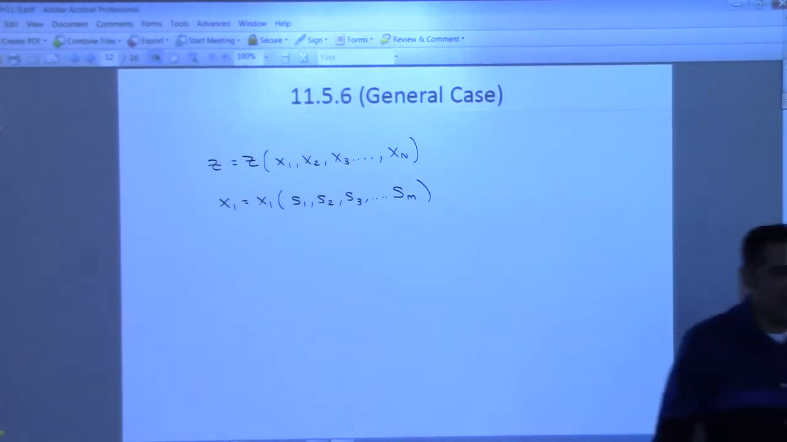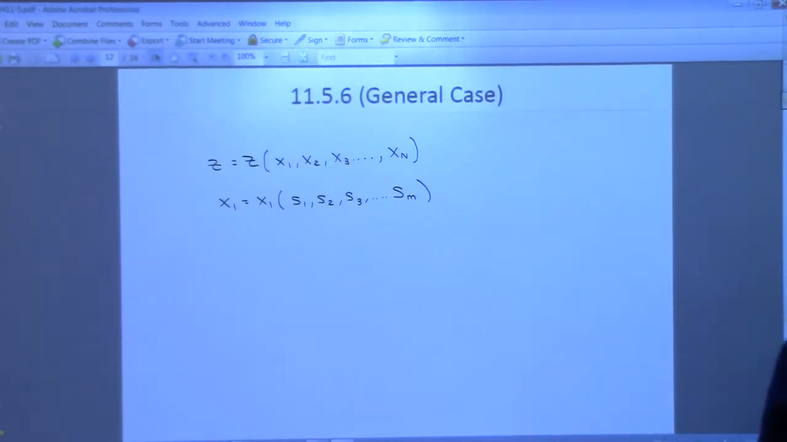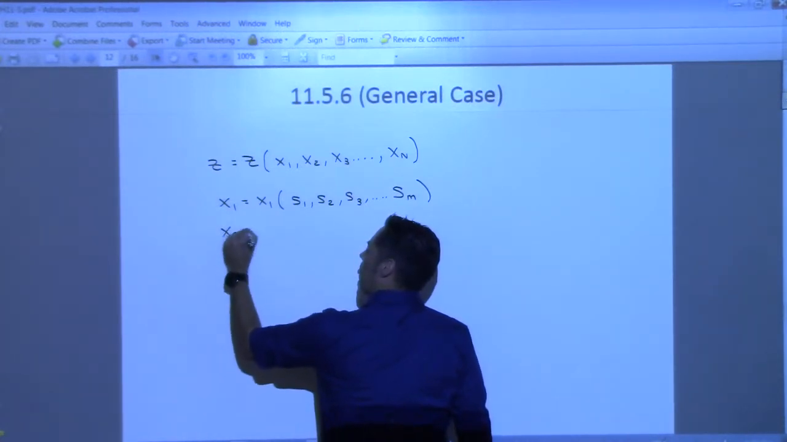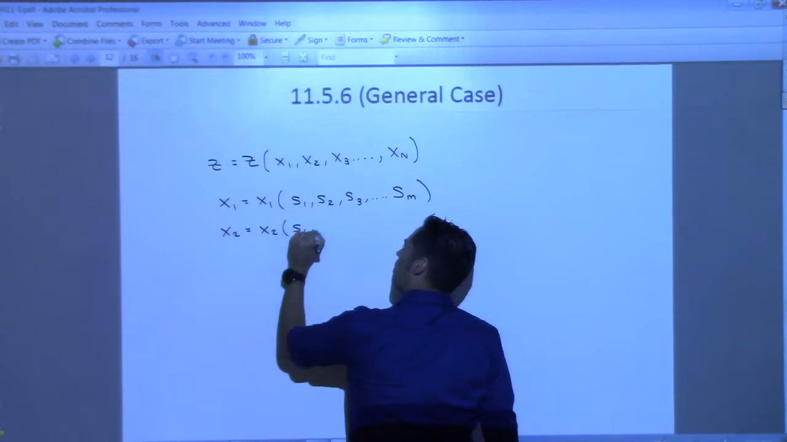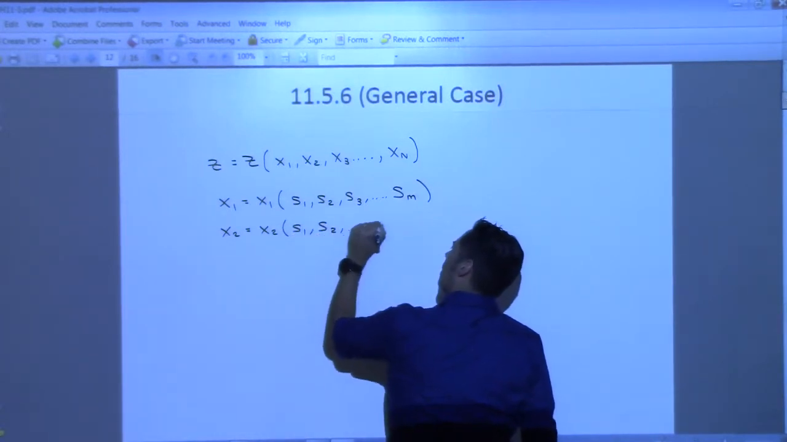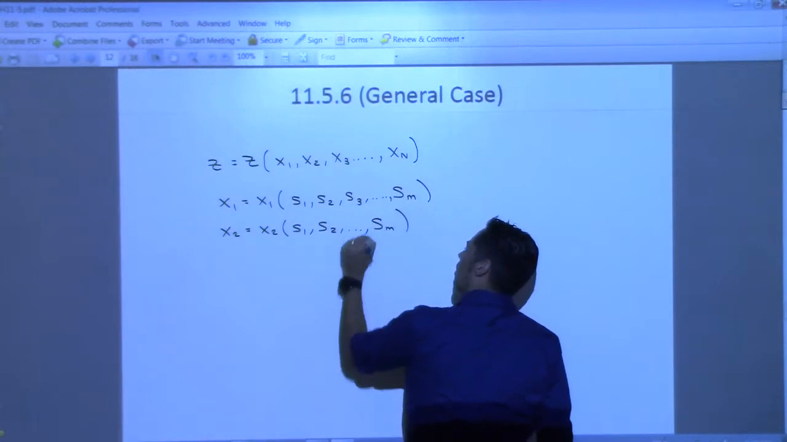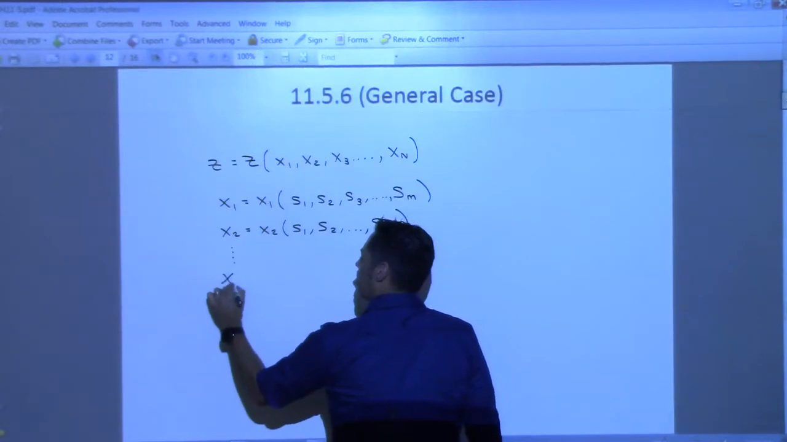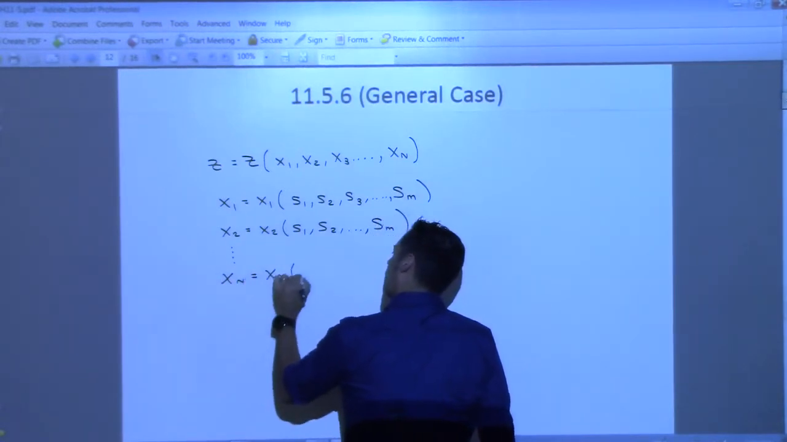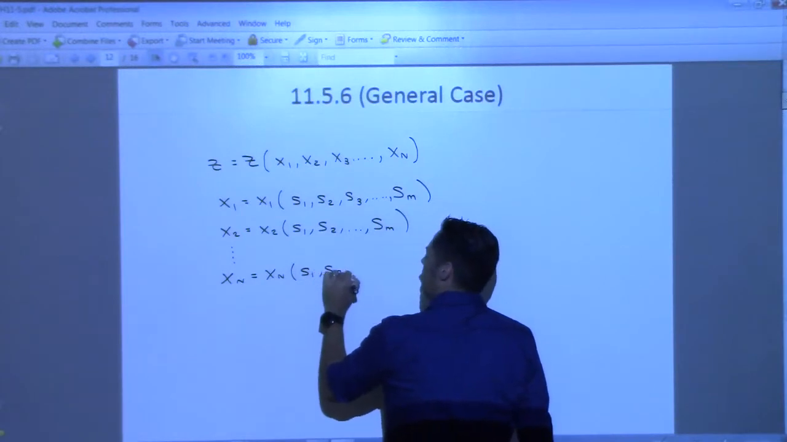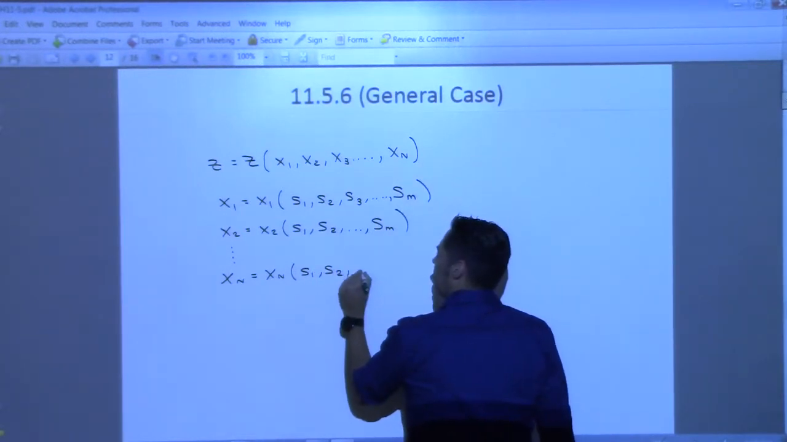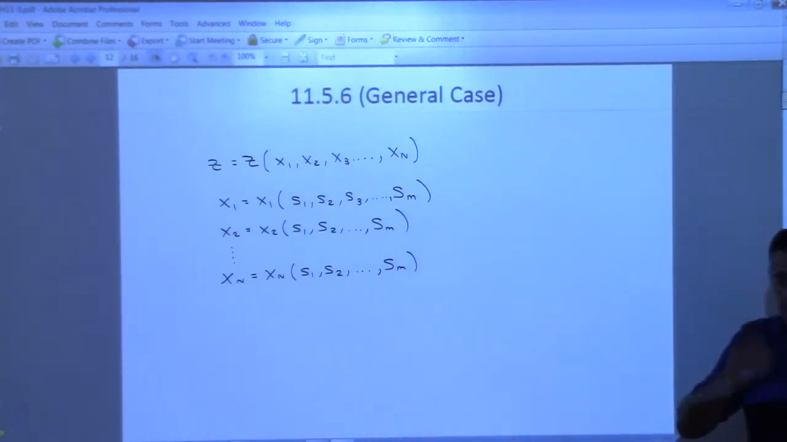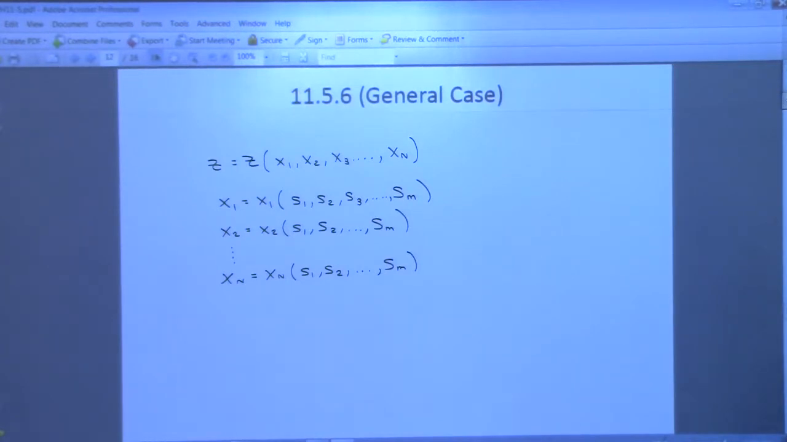What I'm trying to do is generalize this, and it's hard to generalize. It is very difficult to generalize this. I think that's why the tree is so important. Let's say that x2 is also a function of those same m variables. And I do this all the way through xn. Notice I'm using m and n because those don't have to be the same number. What would our tree look like in this case?